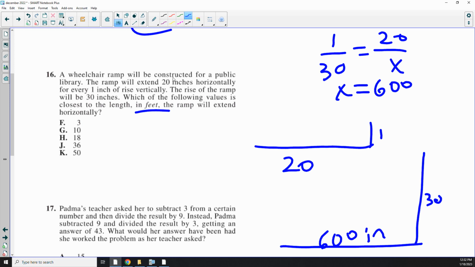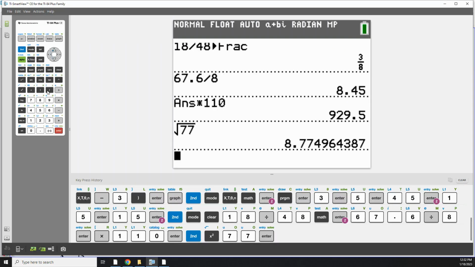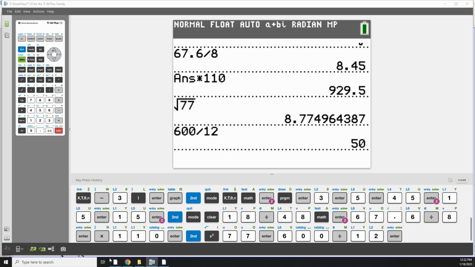They want it in feet. They do this to you all the time. So take the 600 and divide by 12, right? And the answer is 50.